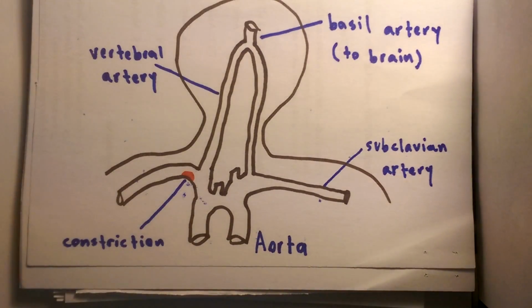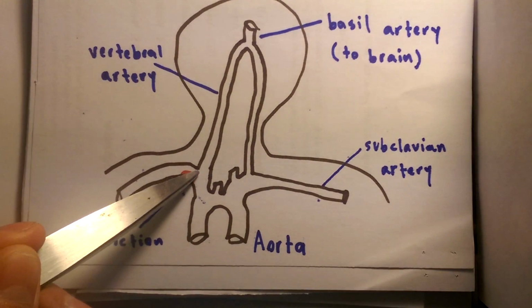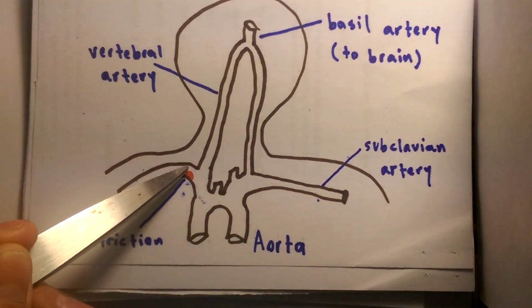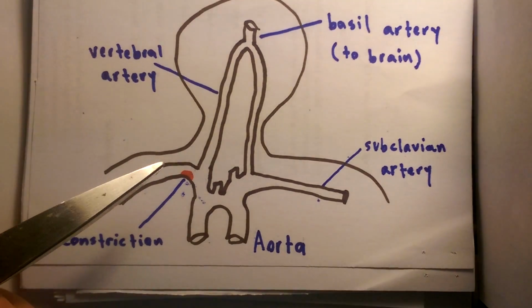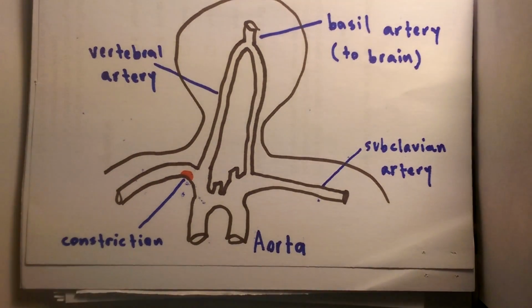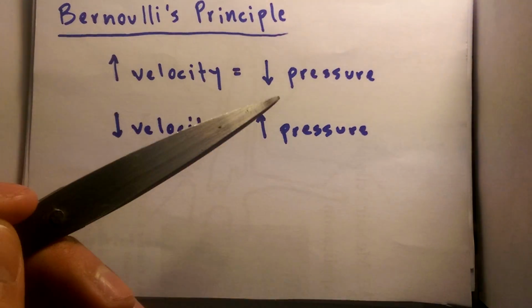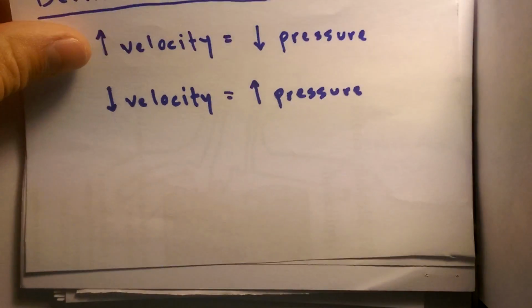Well, that's exactly what happens here. We have a much smaller area here relative to this bigger opening right here. So the velocity of the blood at this point will be much greater. So this increased blood velocity past the opening to the vertebral artery results in lower pressure, which, where did we see that? Bernoulli's principle. That increase in velocity results in lower pressure.